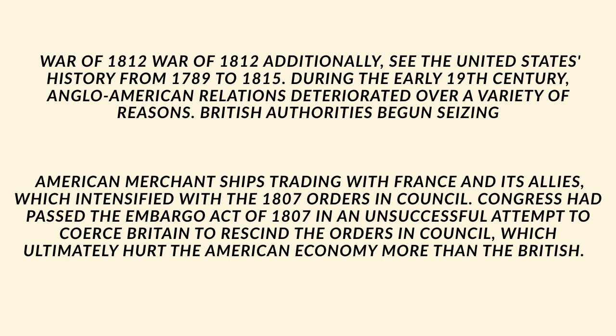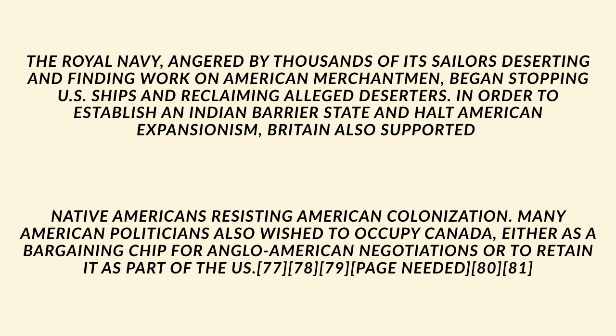British authorities began seizing American merchant ships trading with France and its allies, which intensified with the 1807 Orders in Council. Congress had passed the Embargo Act of 1807 in an unsuccessful effort to coerce Britain to rescind the orders, which ultimately hurt the American economy more than the British. The Royal Navy, angered by thousands of its sailors deserting and finding work on American merchantmen, began stopping U.S. ships and reclaiming alleged deserters.